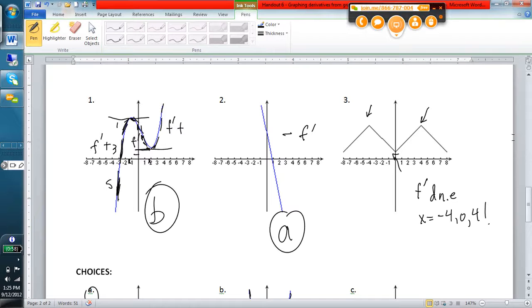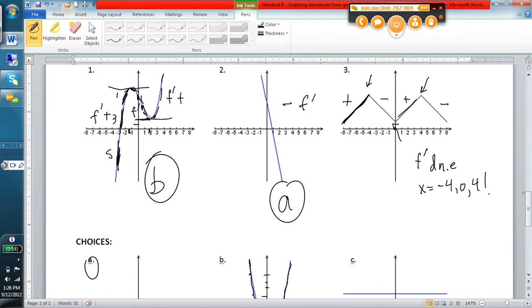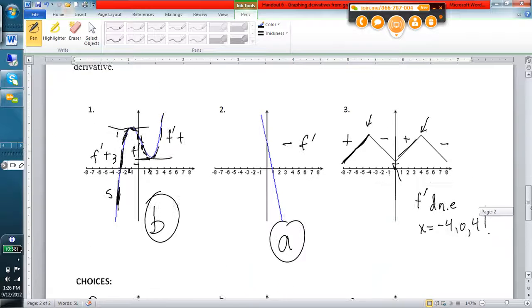What else, though, do we have? Well, to the left of -4, I've got a line. It's positive slope. So I've got a horizontal line that's positive. Then between -4 and 0, I've got a negative slope line, so a horizontal negative line. You know what I mean? Then I've got a positive, and then I've got another negative. So I've got a bunch of horizontal lines. Which ones of those does it have?